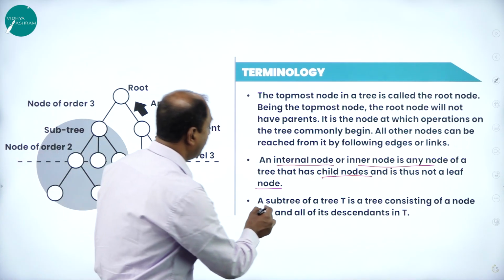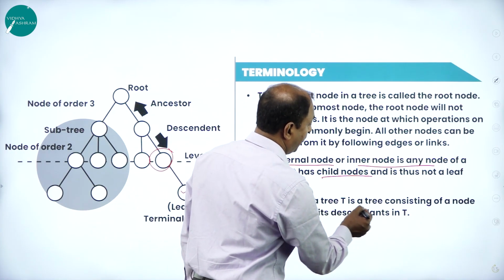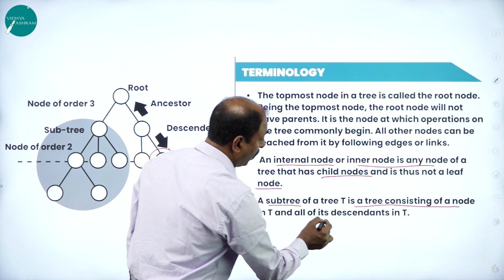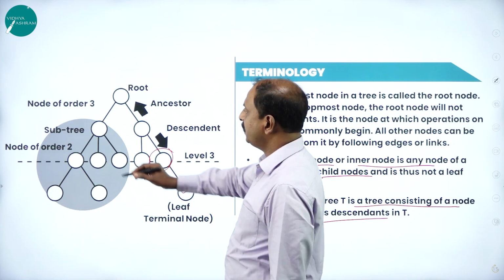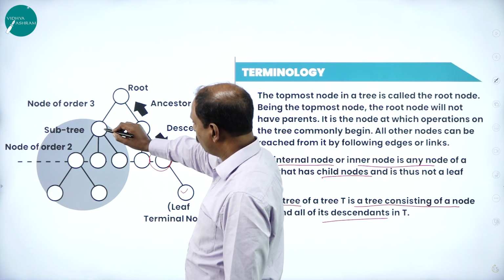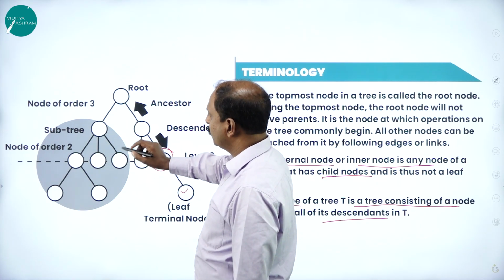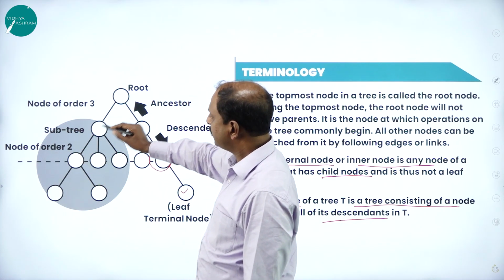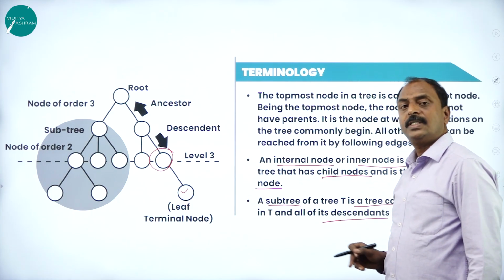A subtree, the next definition, is a subtree. What is a subtree? A subtree of a tree is a tree consisting of a node and all of its descendants in T. So the meaning here is, this is called a subtree. This is the tree, this is a node, it has 3 subnodes. These are the 3 different nodes. So this forms a separate tree. It has ancestors as well as descendants. So this is an example for a subtree.